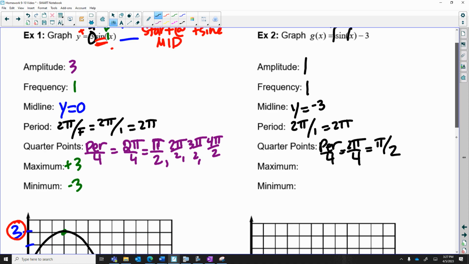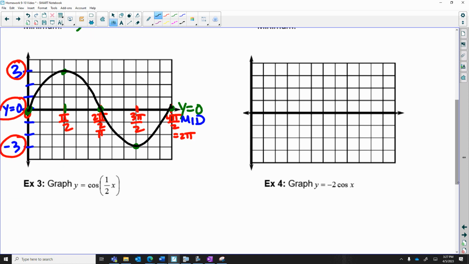So what I want you to do is go to your graph, and go down to negative 3: 1, 2, 3. And I want you to put a dotted line at your negative 3. This is my midline. So before, my midline here, remember, was my x-axis. Now I'm going to be going down 3 units in the y direction to negative 3.